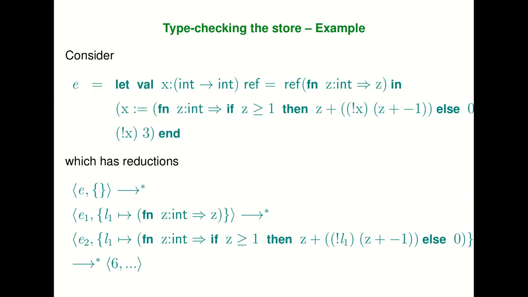So if you look up here, the store typing would be empty, and the store itself is empty, and so now progress will tell us here that gamma will say, well, L1 has to have the type ref int ref, and we'll also check that the function here has the type int arrow int.